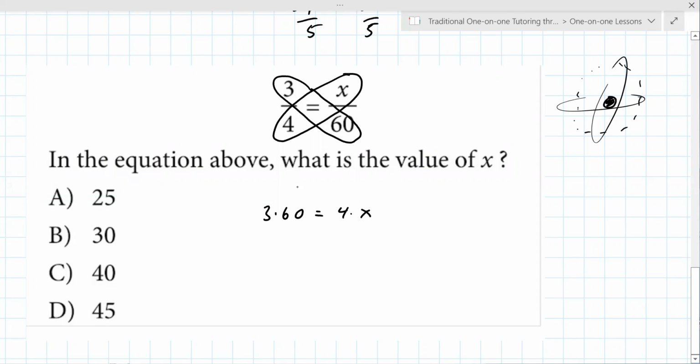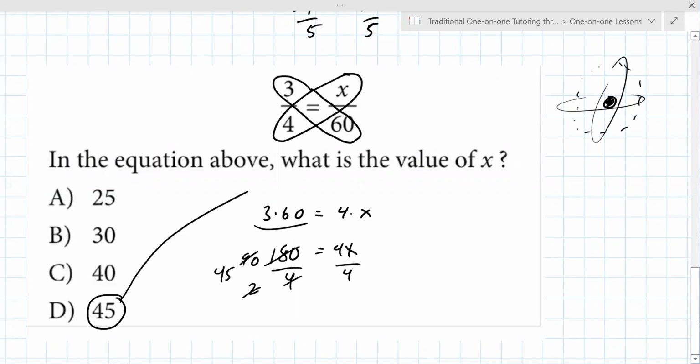Anyway, 3 times 60 is 180 equals 4x. And then you got to be able to divide by 4. This is not a calculator problem. So you would divide these by 2, and then by 2 again. 45? Yeah. Now that you see the answer, do you think there was another way to do this? Yeah, I'm sure because you're asking that question, but no. You're not seeing it. Okay.